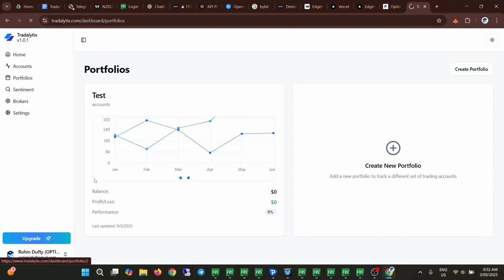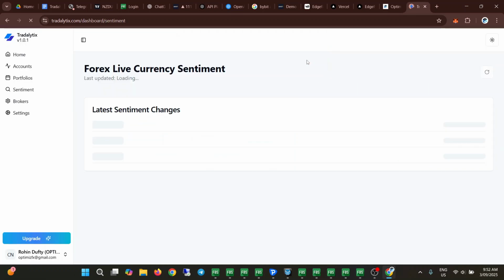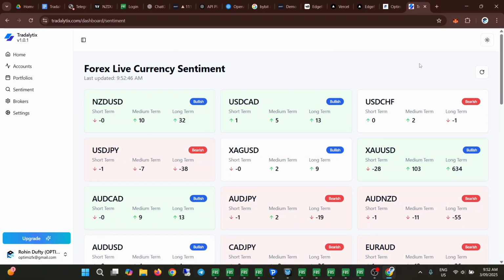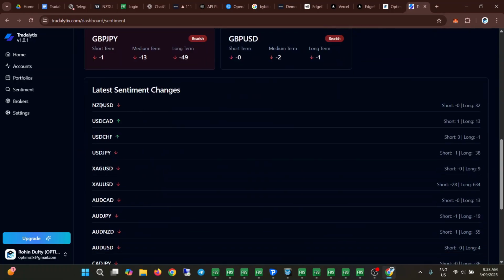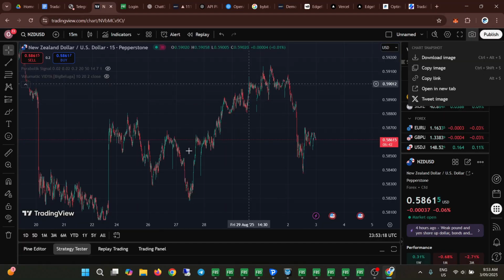The other thing that Tradalytics has is sentiment. This is live currency sentiment. We can have a look at dark mode as well. So if we have a look here, we can see that NZD USD was short term negative, but now medium and long it is bullish. We have had a change in sentiment. We can see that NZD USD has had its latest sentiment change, which is down, and if we have a look at that, we can see the sentiment has gone from bullish to bearish, and it is now going down.